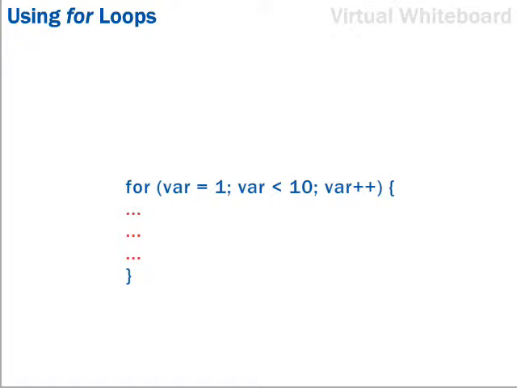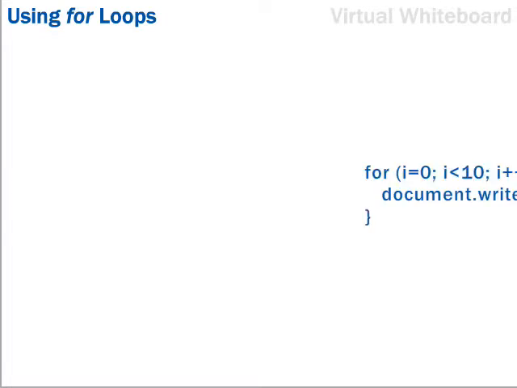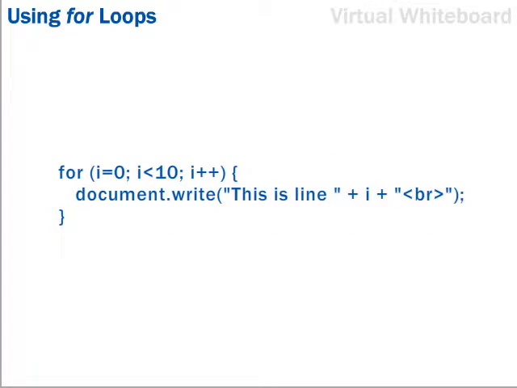All the statements between the braces will be executed with each iteration of the loop. The parameters for a for loop may sound a bit confusing, but once you're used to it, you'll use for loops frequently. Here is a simple example of this type of loop.